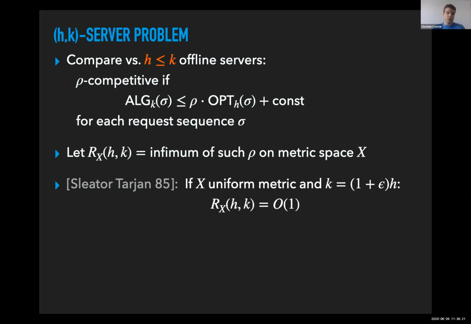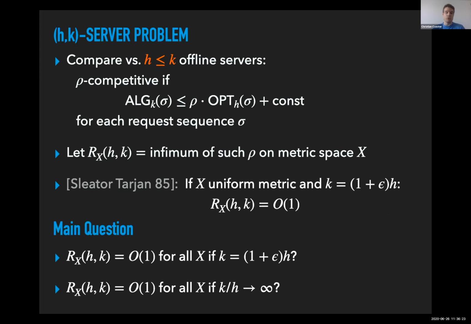The main question in this setting is whether this is true for every metric space. Is it true that the competitive ratio of the HK-server problem is a constant for every metric space X if K is only an arbitrarily small constant factor bigger than H? Of course, the competitive ratio would depend on this epsilon here. Or you can also ask a weaker question: can we get a constant competitive ratio on every metric space if K is sufficiently large? So say K over H goes to infinity.